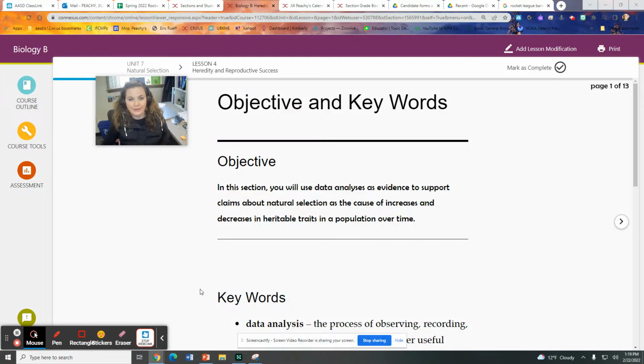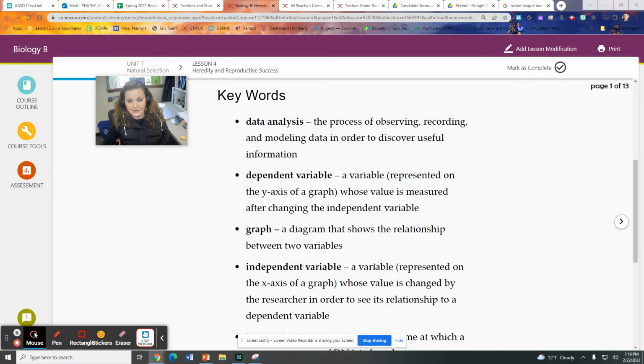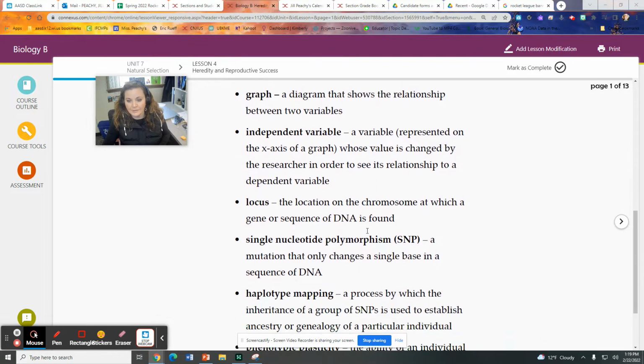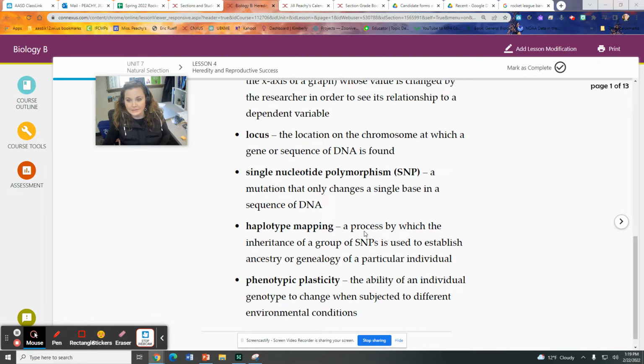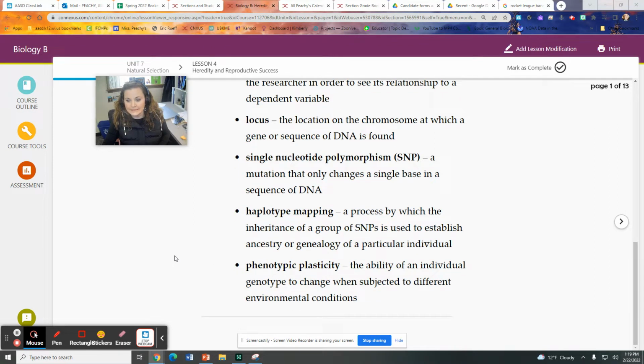Here we are in Biology B of Wisconsin Connections Academy, Unit 7 on Natural Selection, Lesson 4, Heredity and Reproductive Success. All right, guys and gals, so our key words for this lesson are data analysis, dependent variable, graph, independent variable, locus, single nucleotide polymorphism, haplotype mapping, and phenotypic plasticity.